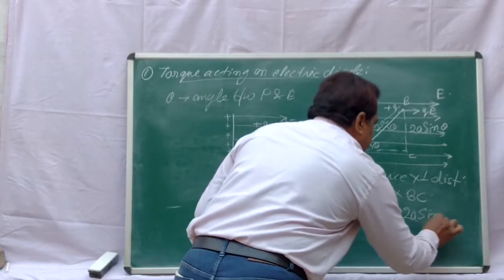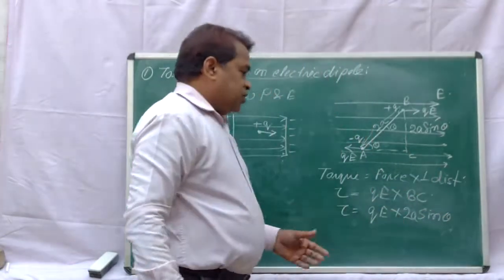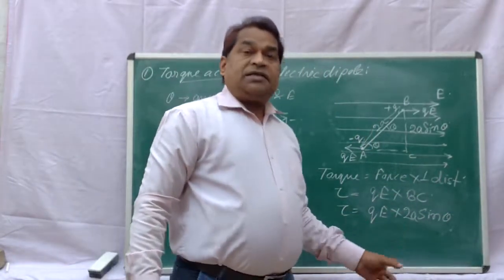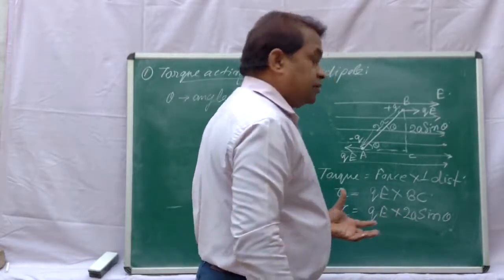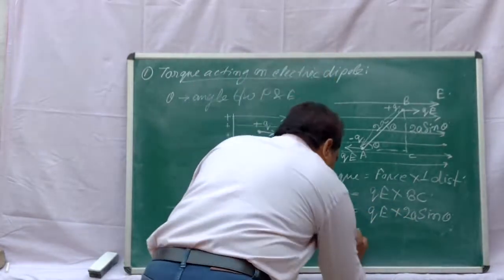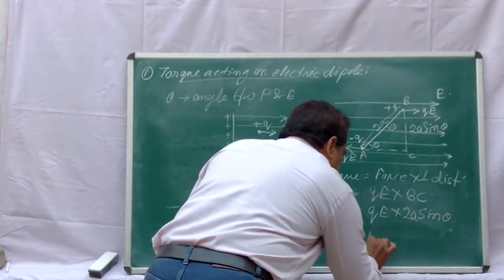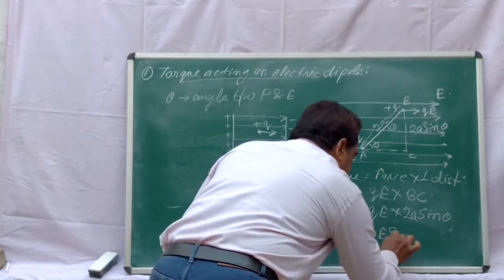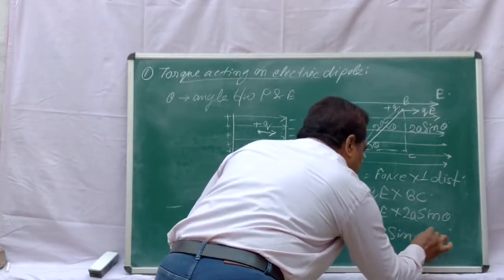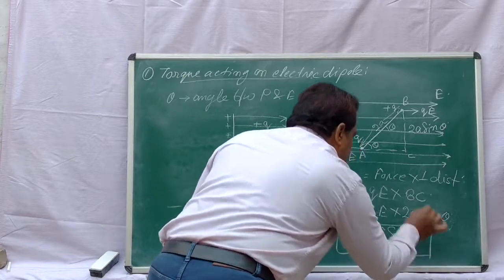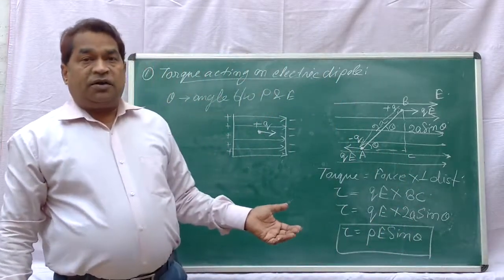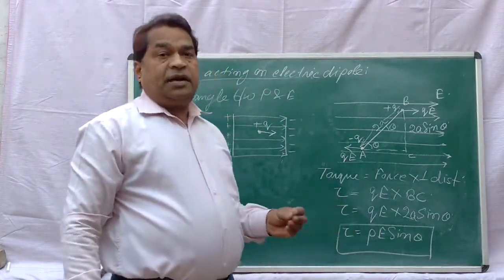Now q into 2a is p, the dipole moment. So finally the formula becomes torque is equal to pE sine theta. So this is the formula for torque acting on an electric dipole.